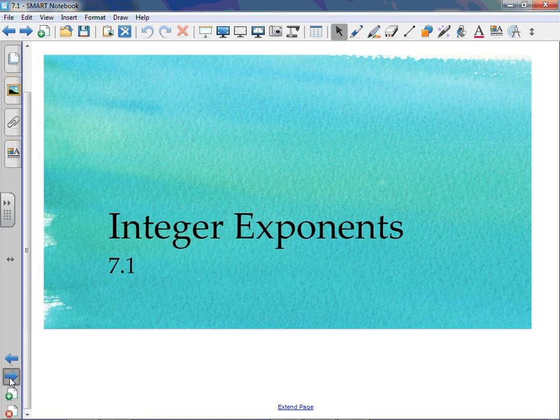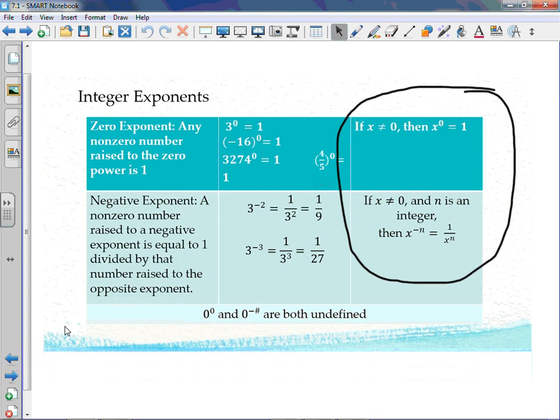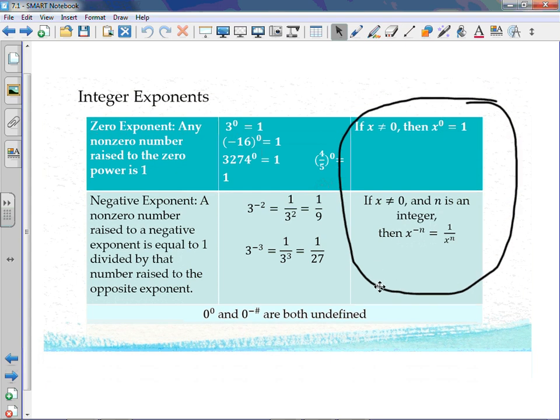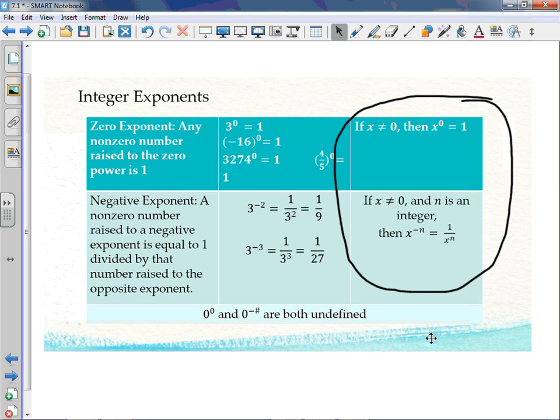All right. So what I'd mostly like you to write down is what's circled in this terrible circle thing. If x does not equal 0, then x to the 0 power equals 1. You know this already. Anything to the 0 is 1.